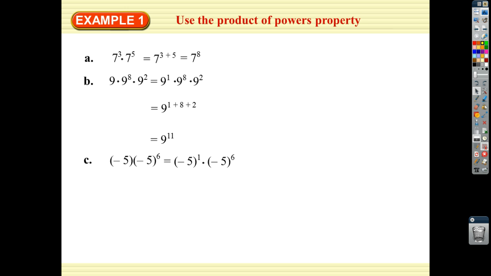Let's take a look at another one. If I've got -5 times -5 to the 6th, again, the base is -5. My base doesn't change. That's the number that I'm multiplying. My exponent is the number of times that I multiply it. So I'm just going to add. I have 1 -5, and this is 6 -5s being multiplied. So altogether, I have -5 to the 7th power. All right, same deal. x to the 4th times x to the 3rd, I'm going to end up with x to the 7th. All right.